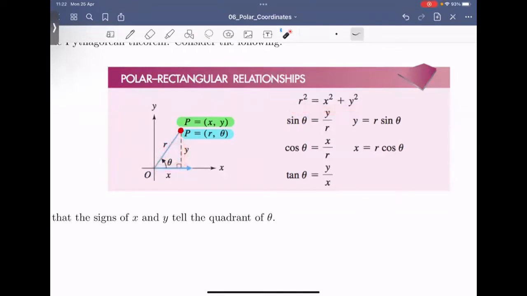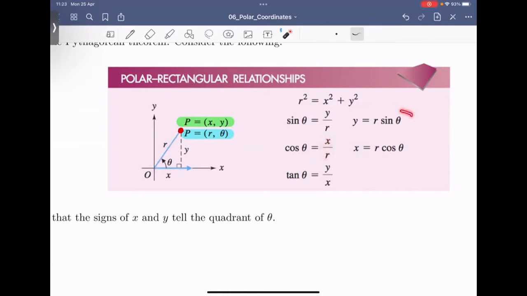Of course, because this is a right triangle, you can do sine theta equal to y over r as well, because when you learn trigonometry, sine theta is the opposite over the hypotenuse, so sine theta is y over r. Cosine theta is the adjacent over the hypotenuse. Adjacent is x, hypotenuse is r, so cosine theta is x over r.